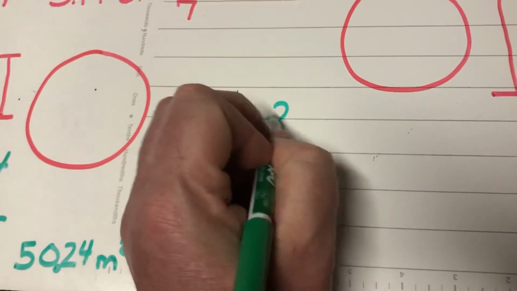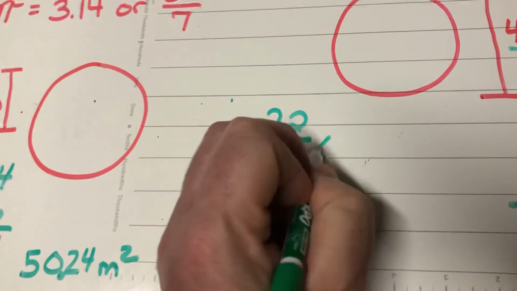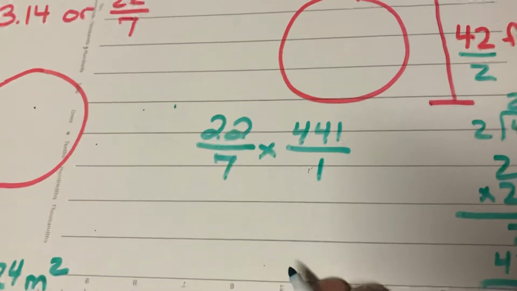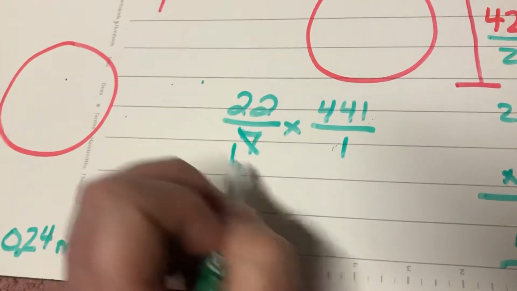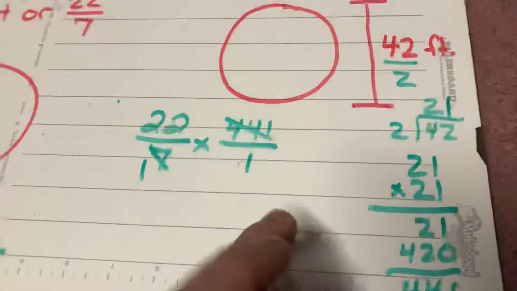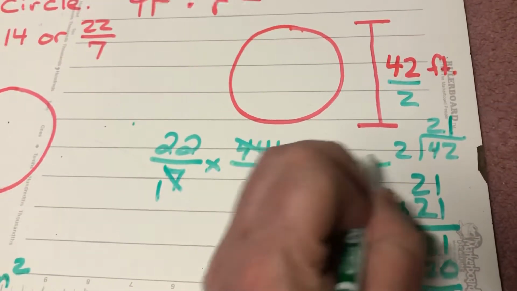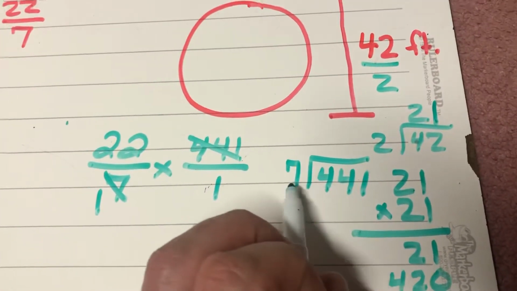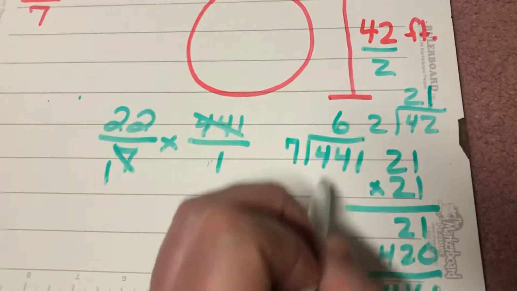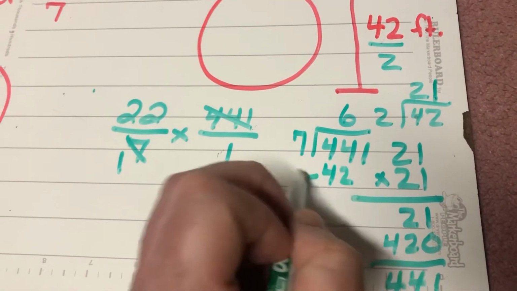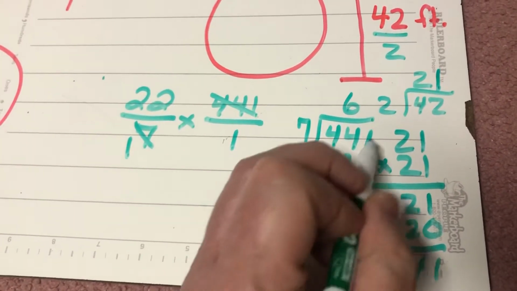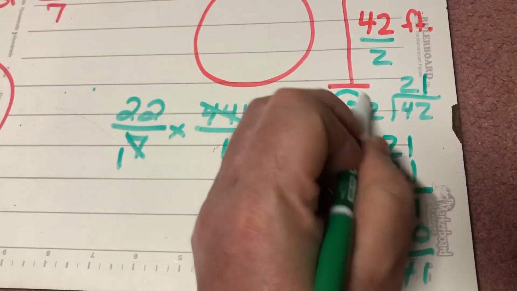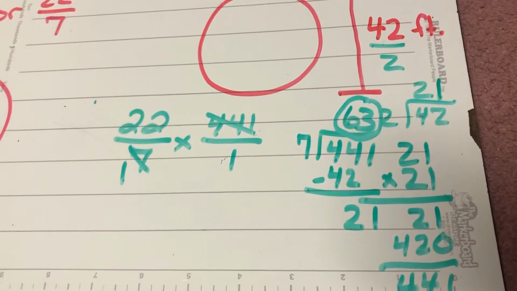So here's an example where it's going to be better to use for pi the 22 over 7 times 441 over 1. Now essentially I know I can cross-check. The 7's going to become a 1. I just have to figure out how many times 7 can go into 441. So I come over here, once again doing some scratch work. 7 cannot go into 4, but it can go into 44 6 times. 6 times 7 is 42. 44 minus 42 is 2. Drop the 1. 7 can go into 21 3 times, and I know there's none left over because 7 times 3 is 21.